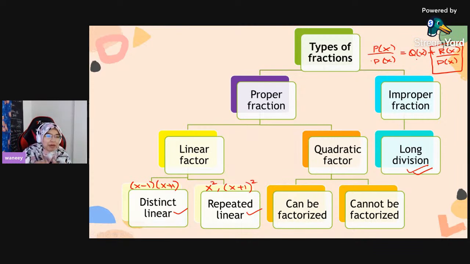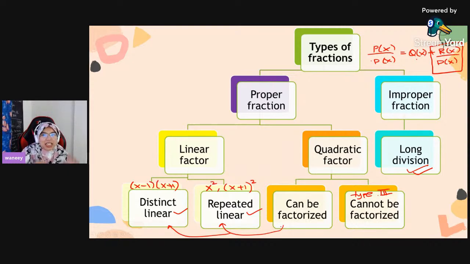If you have a quadratic in your denominator, you need to check first: can you factorize your quadratic function? If you can factorize it, then it will become either repeated linear or distinct linear, so we are going to handle it like a linear factor. But if you have a quadratic factor that cannot be factorized, then this is actually type 3 for partial fraction.